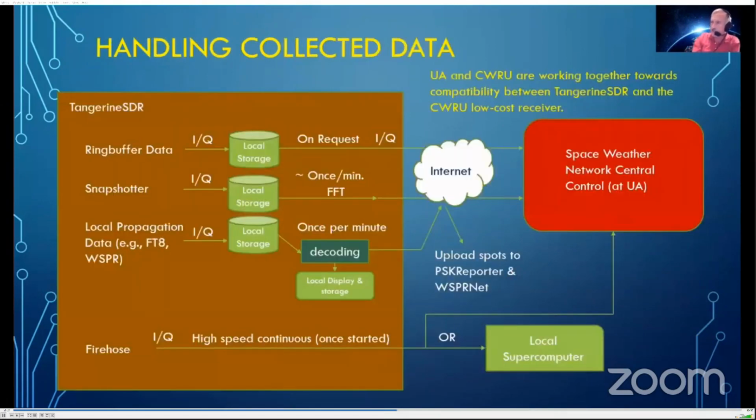Handling of collected data. As I said before, the data goes on request from the ring buffer up to your central control system. Snapshotter, same thing. You can just store this locally and play with it locally if you wish. Local propagation, we're also going to support uploading of spots to PSK Reporter and WhisperNet. And the fire hose goes either to a local supercomputer or, in remote mode, is throttled up to the central control system.